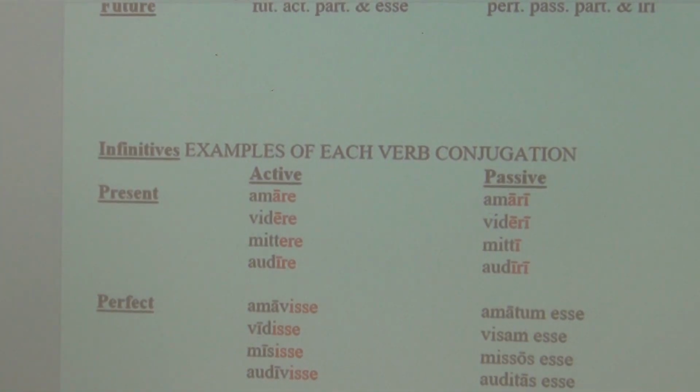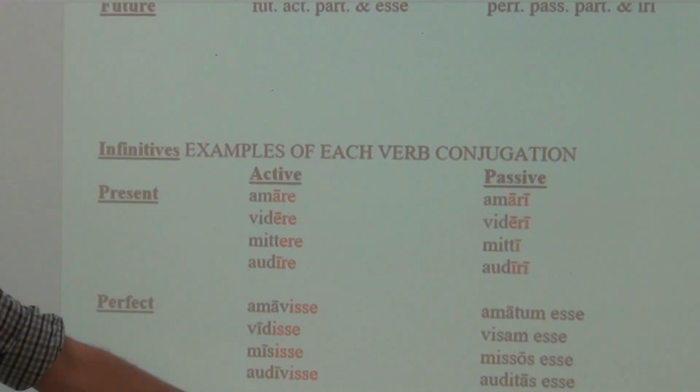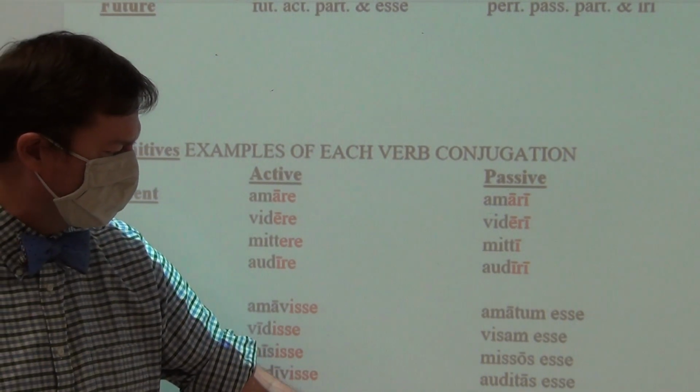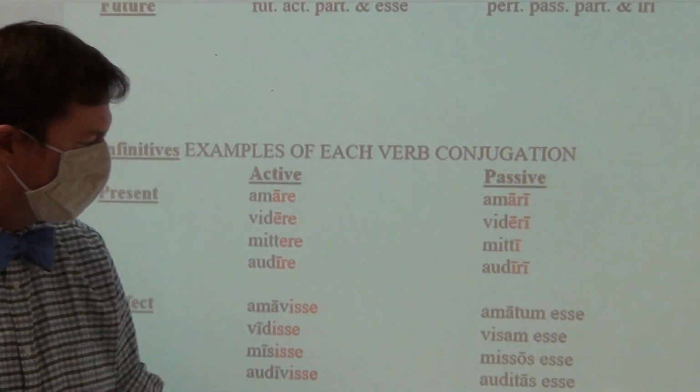And then down here, the future active participle plus esse. Amaturum esse. Visurum esse. Missuros esse. Audituras esse. And then the unicorn. The perfect passive participle plus the passive of the verb to go.